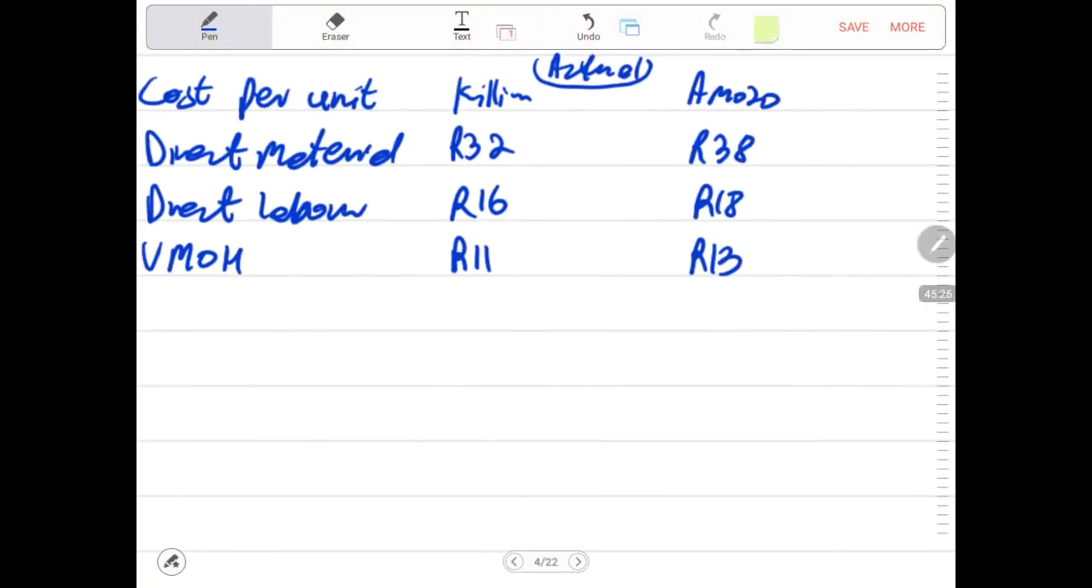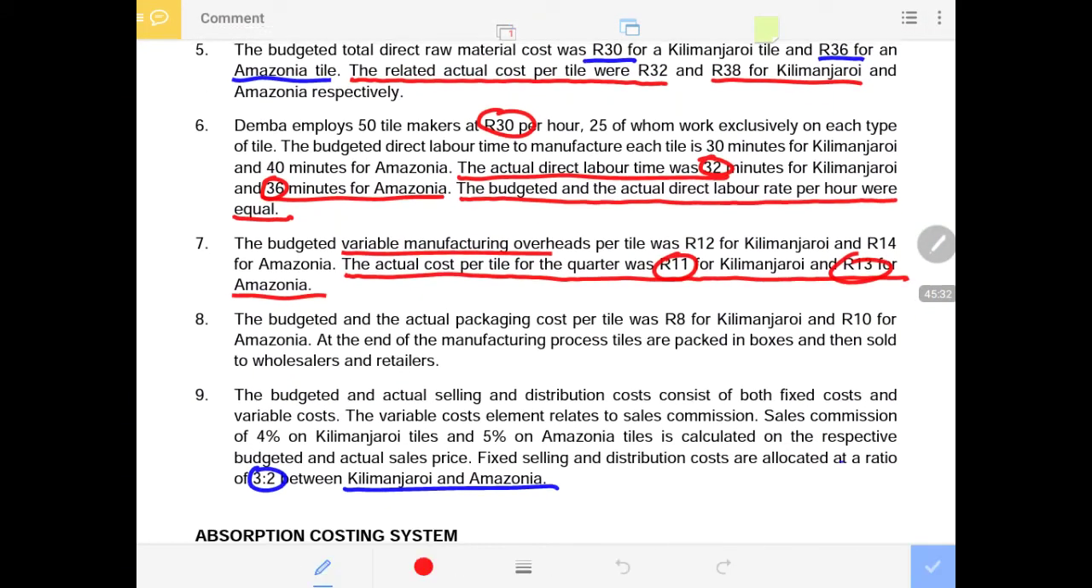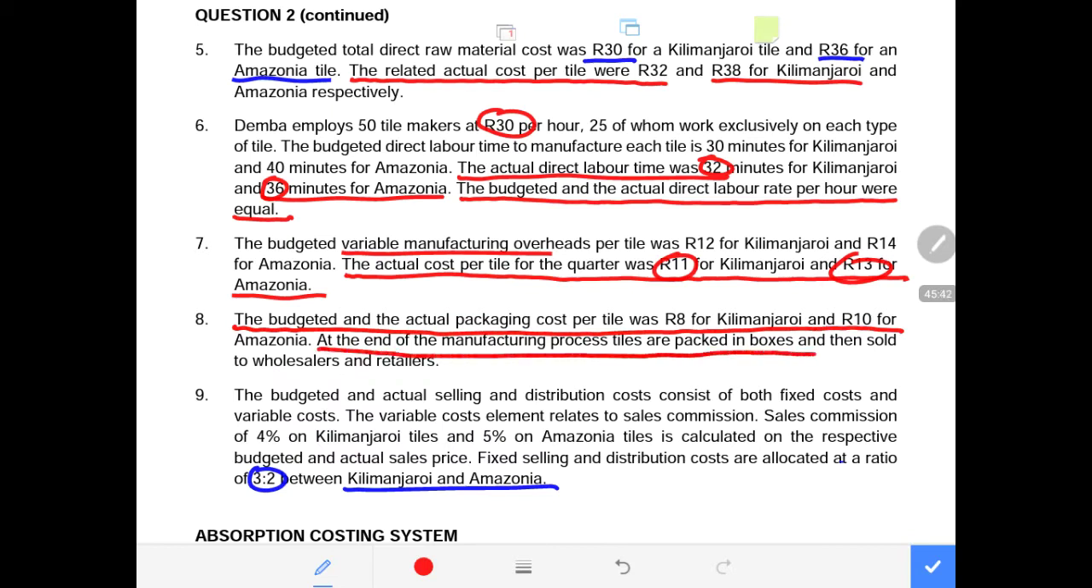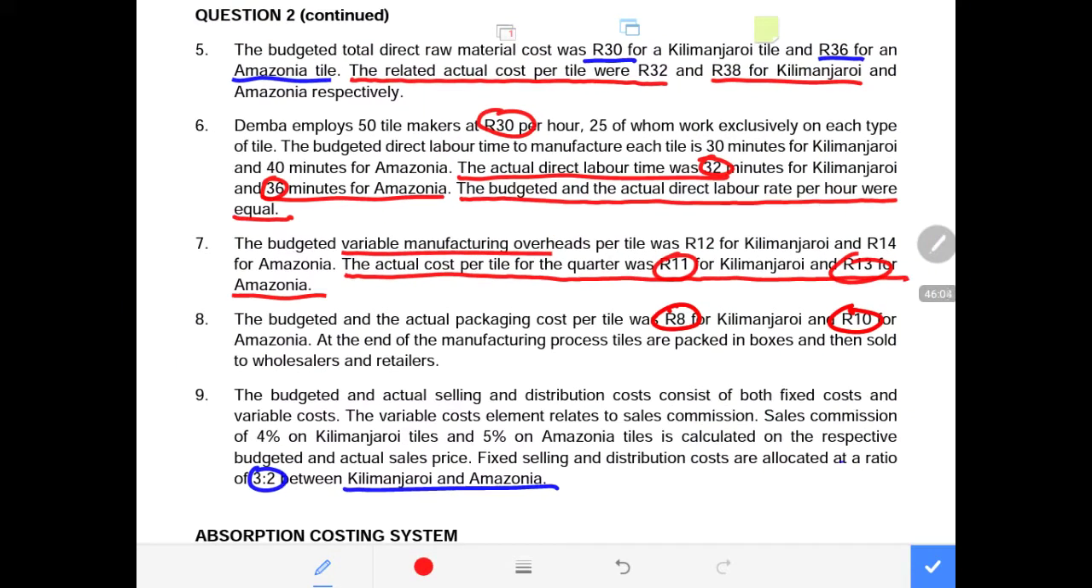So we look for another cost. Let us continue on that note. The budgeted and the actual packaging cost was 8 rand and 10 rand for Kilimanjaro and Amazonia. At the end of the manufacturing process, tiles are packed in boxes and then sold to the wholesalers and retailers. So here the budget was the same as the actual, 8 rand and 10 rand. Our packaging cost was estimated very well. Packaging cost, 8 rand and 10 rand. Let's look for another cost.